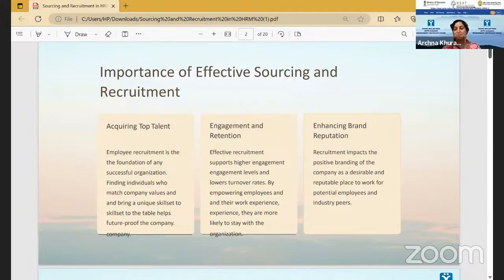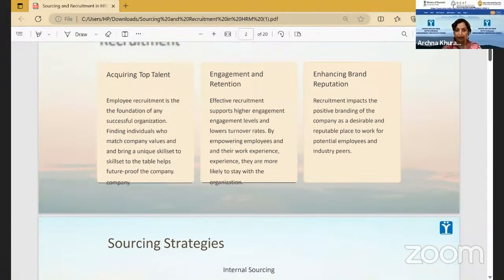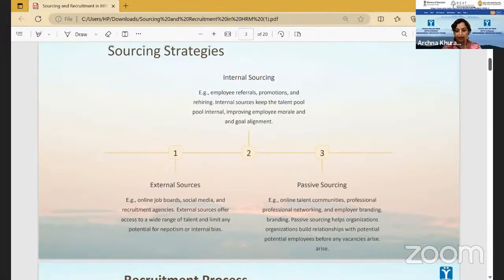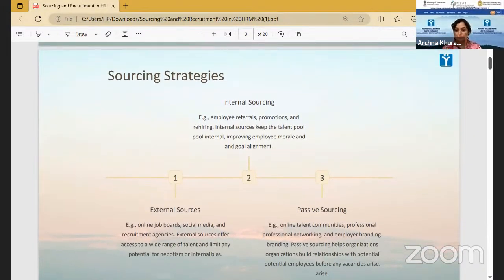And it's not just Google, there are many more brands like that. Maybe over a period of time, we will keep talking about them as well. Right? So these are three important things. Now, what are the sourcing strategies we use as an HR? Very important for us to know.